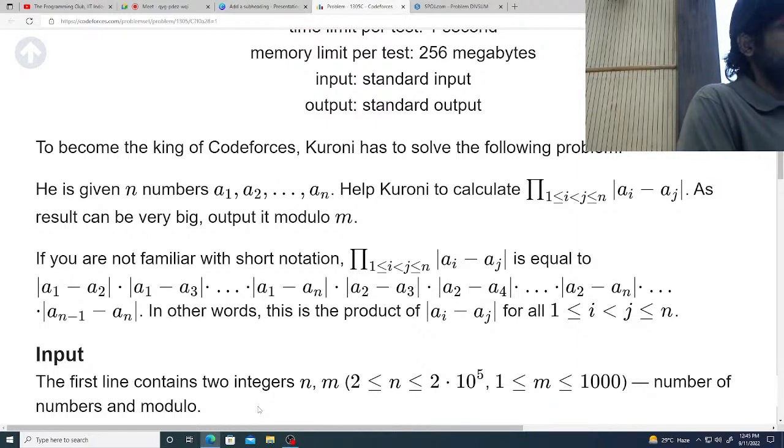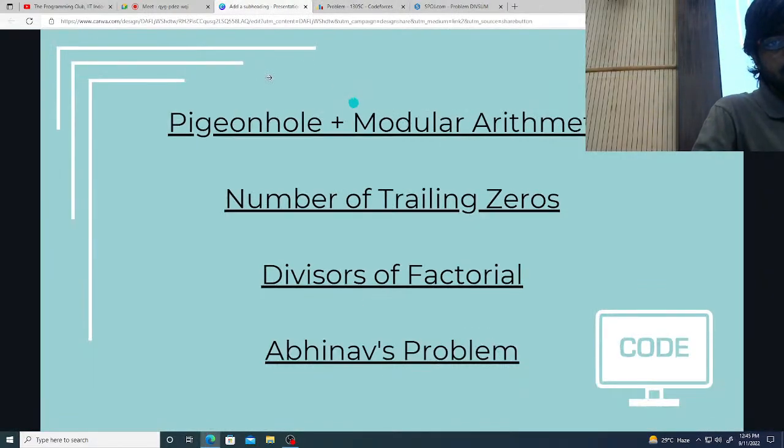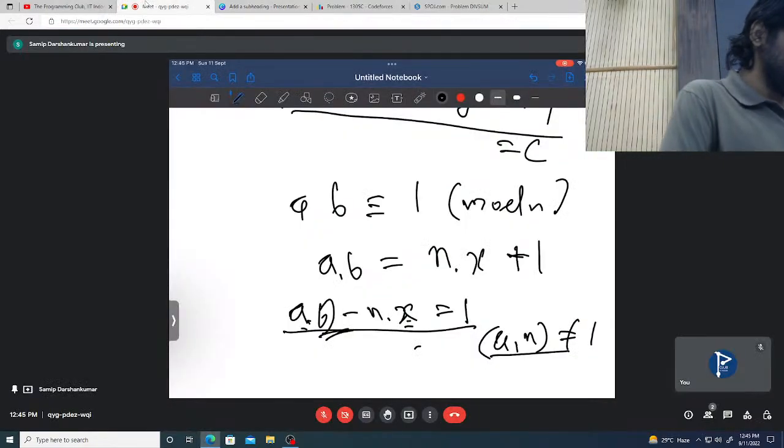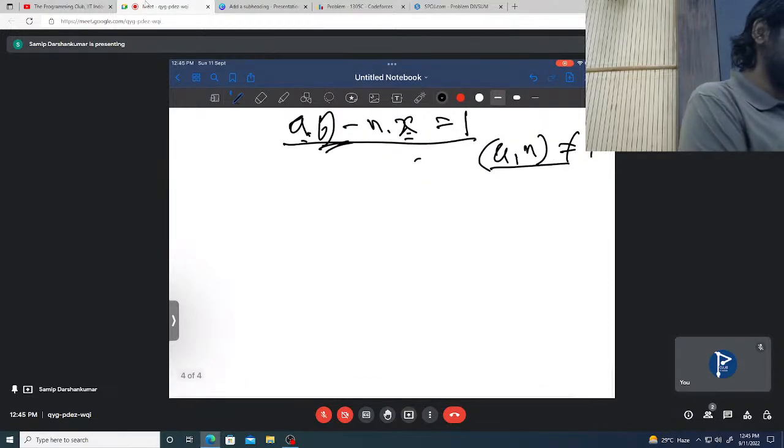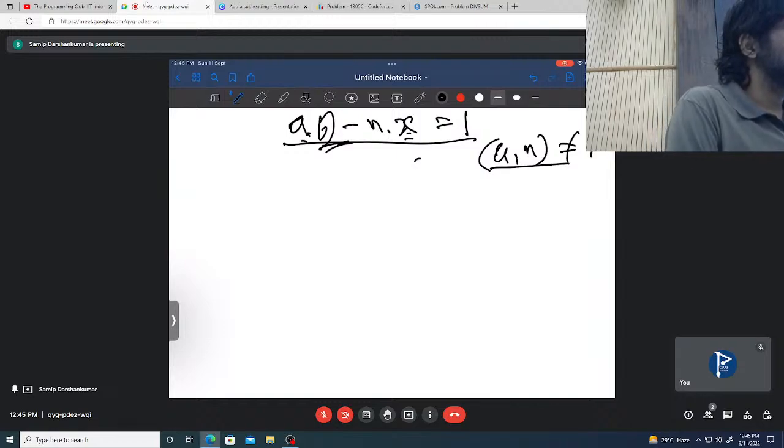So if n is greater than m, everybody of you has studied the pigeonhole principle? Everyone knows, or should I tell? Okay. What the pigeonhole principle says is, I can tell verbally only: if there are n plus 1 pigeons and they want to pass through n holes, then there would be at least one hole through which more than one pigeon passed. That's common sense, I guess.